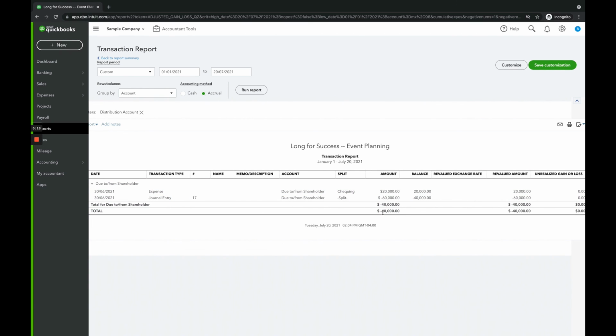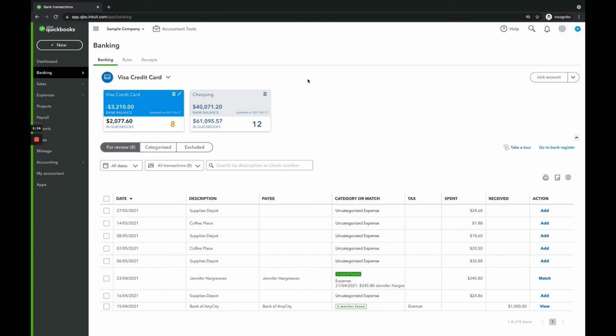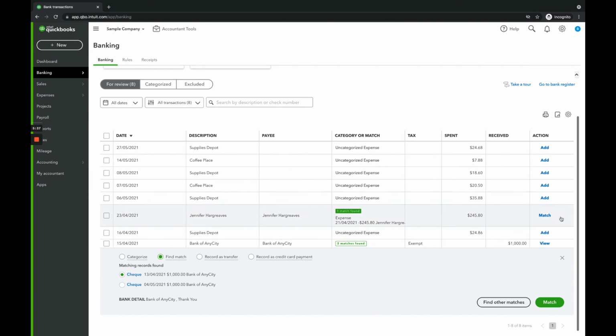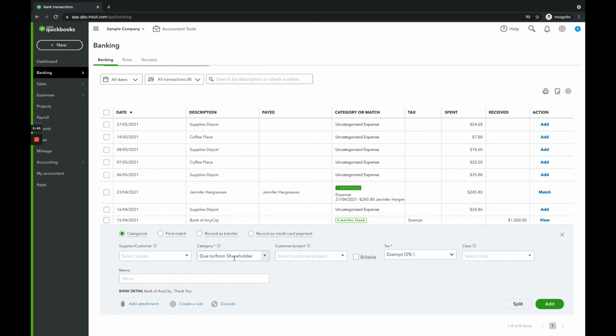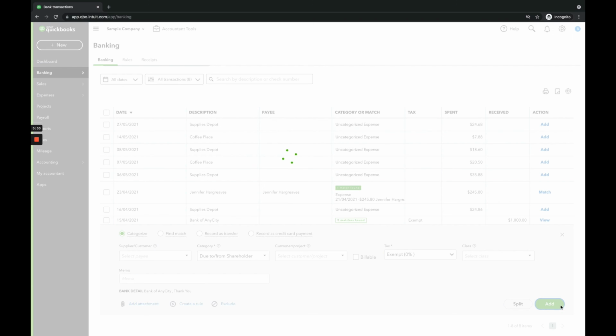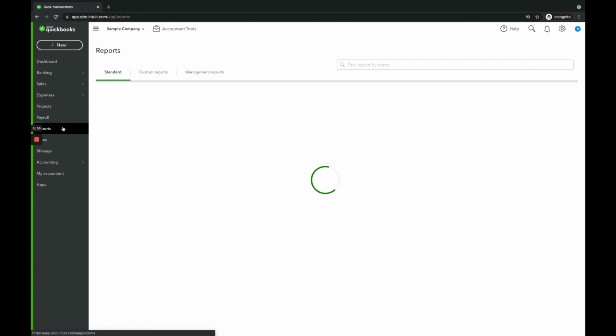Just think about it as 40,000 in credit, which means the business owes you 40,000. So another instance where you're going to use this account is if the business owner pays down the credit card instead of the business paying down the business credit card. So pretend that the 1,000 received by the credit card actually came from the business owner. So we can choose the category as due to/from shareholder, and then the tax as exempt, and then I'll click add.